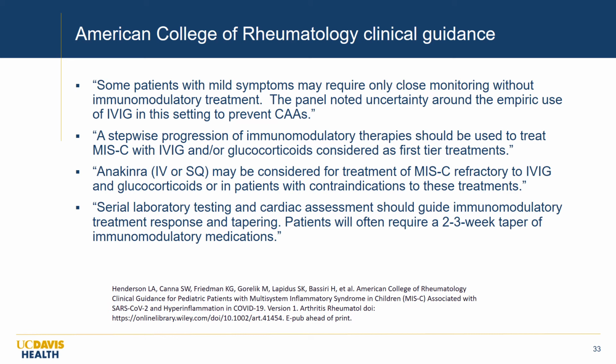They also recommended that a stepwise progression of therapies be used, and that if therapy is initiated, it's initiated first with IVIG and glucocorticoids as our first tier treatments before we move on to some of those newer biologic agents. They do mention that anakinra may be considered for treatment of MIS-C refractory to IVIG and steroids. And then finally, they say that serial lab testing and cardiac assessment should really guide our treatment response and tapering, and that some patients will require a 2 to 3 week tapering of immunomodulatory medications.